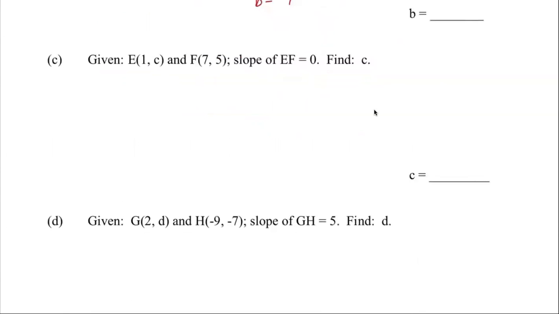Part C, given 2 points, the slope of EF is 0. Now we see the slope of a straight line is equal to 0. We don't know what the line is, but we know it must be a horizontal straight line. If we know this line is horizontal, then we don't even need the formula, because all the points on a horizontal line have the same y value. So if this value is 5, then c must be 5 as well.